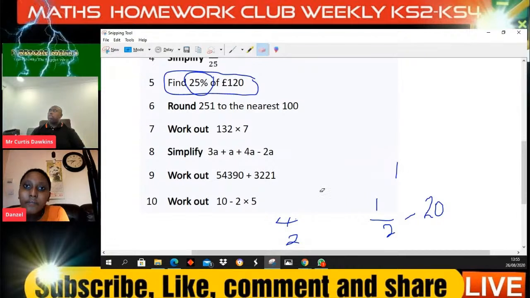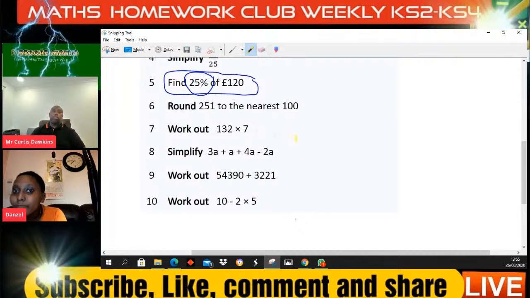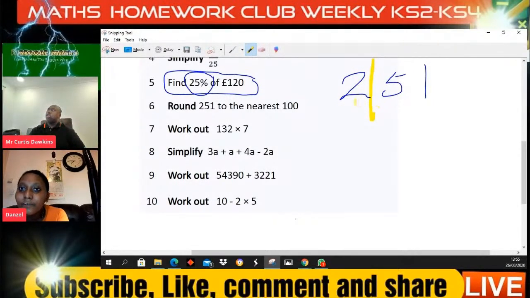Round 251 to the nearest 100. Okay, which number represents the 100 here? The 2, thank you very much. So you're going to go between the 2, let's write it here, 251 to the nearest 100. So you go to the 100 and the 10 number.